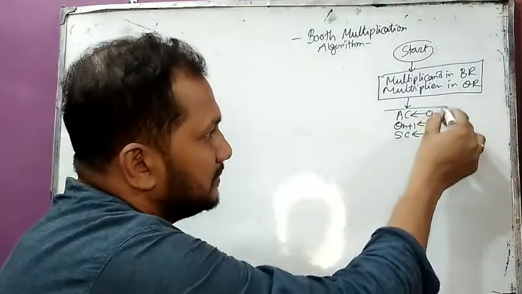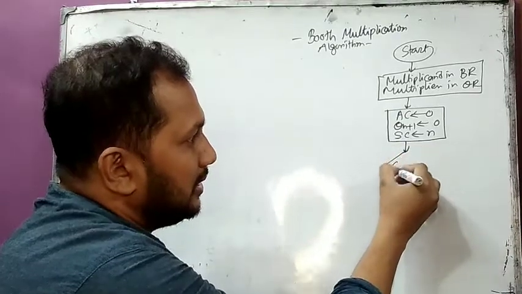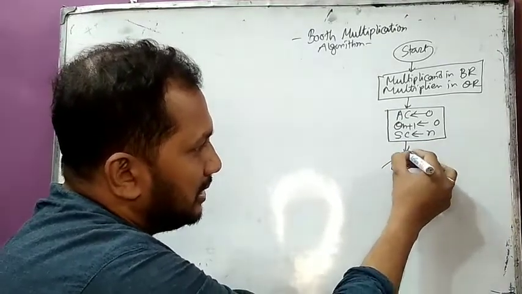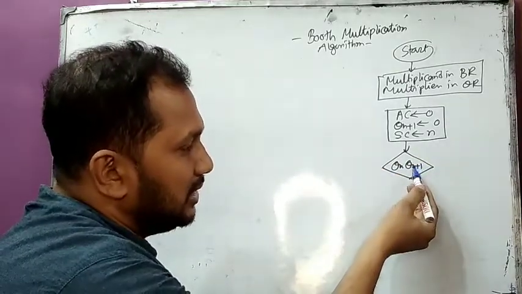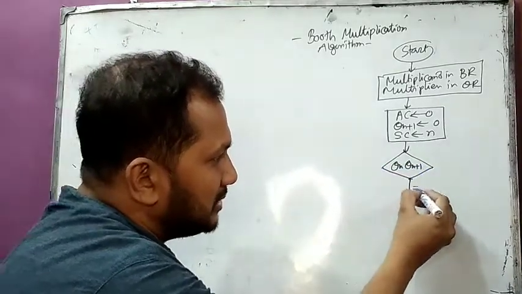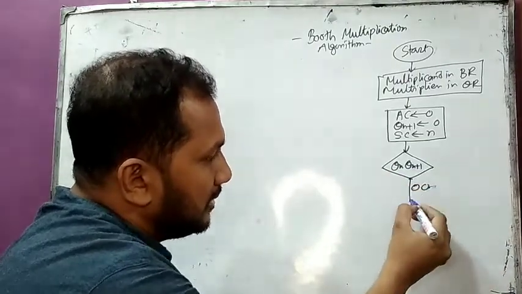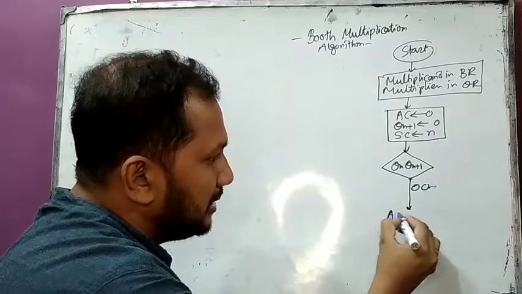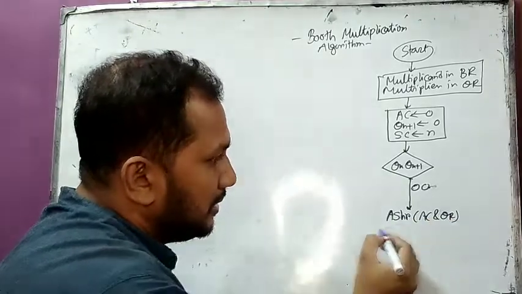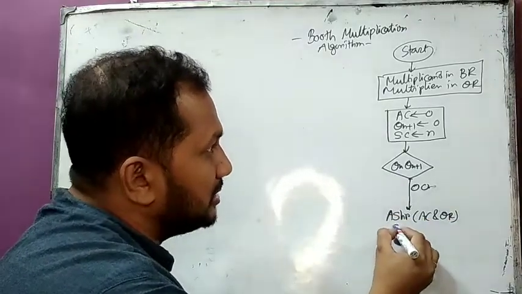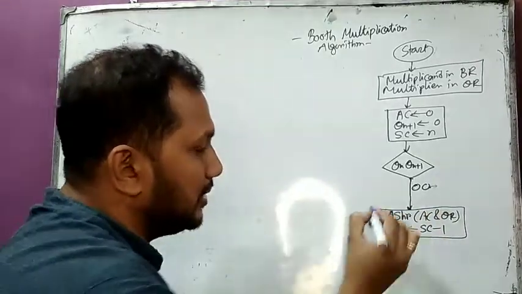Then the next stage. There is a Qn and Qn plus 1. We have to check the least significant bit and the next bit after it. If it is 0 0, then just perform arithmetic right shift, ASHR, on AC and QR, and then the sequence counter is decremented by 1, SC equal to SC minus 1.